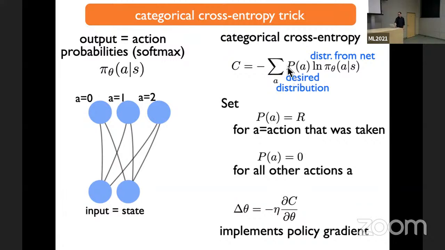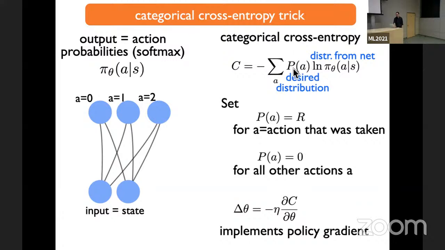And the desired distribution, I claim we should set in the following manner. We should set it equal to R, the return, for the action that we actually took in this time step, and zero for all the other actions that would be possible but which we did not take. If we do this, I claim that if you take the gradient of this cost function with respect to the parameters of your policy, you exactly get the logarithmic gradient. You can see it: d over d theta of C gives something like d log pi theta over d theta. And of all the sum, what remains is only the particular action that you took, which is exactly what we want.